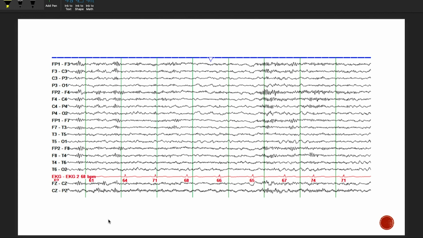This EEG shows a sleep state, and what you're seeing here, these are sleep spindles. So these are sleep spindles.